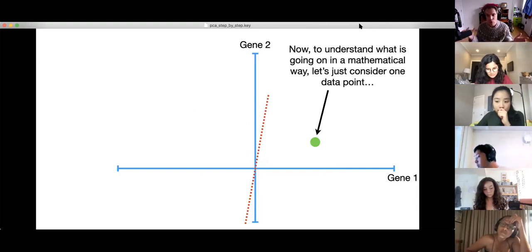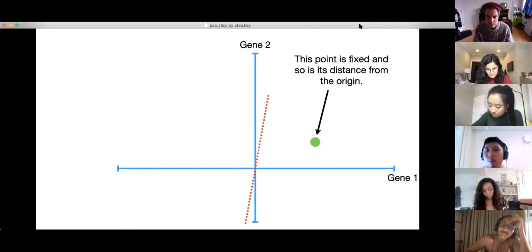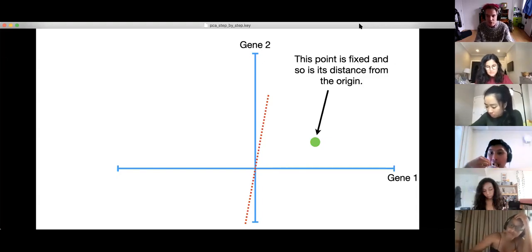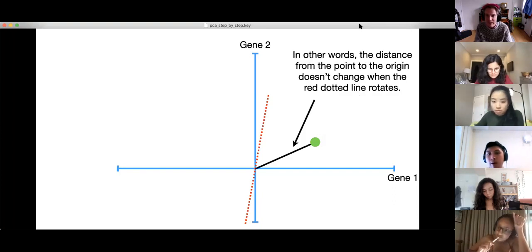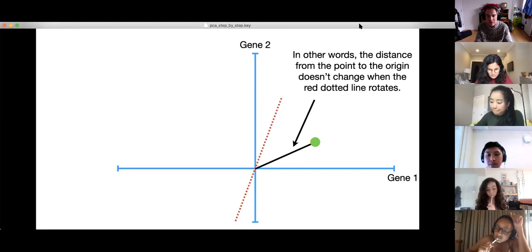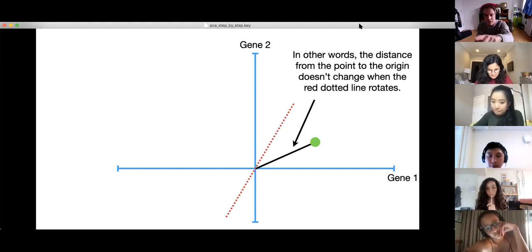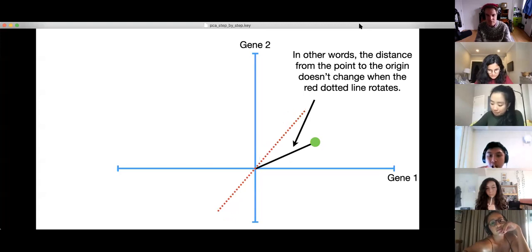Now, I'm going to show you how that works mathematically. So to understand what's going on in a mathematical way, let's consider one data point. This point is fixed, and so is its distance from the origin. In other words, the distance from the point to the origin doesn't change when the red dotted line rotates. So we've got this red dotted line and it's rotating, but the distance from the data point to the origin is fixed.